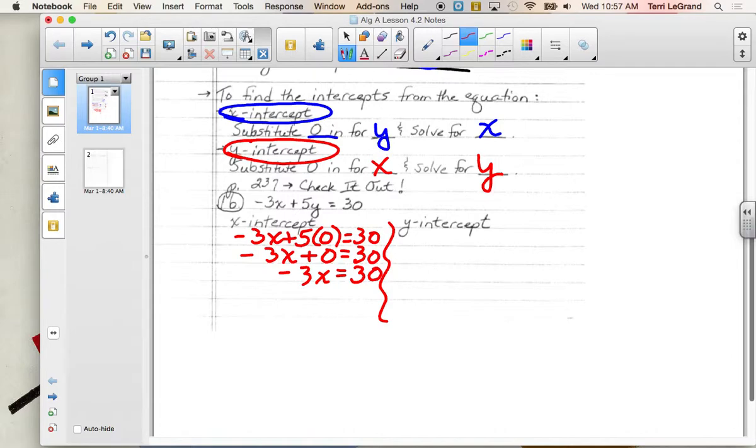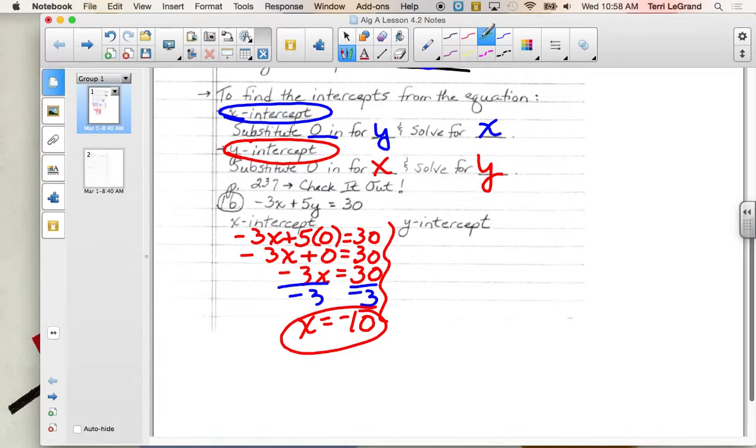Now what do we do? Divide both sides by -3, and we'll have our x-intercept. What is it? X equals? -10. There's our x-intercept. If we graphed this equation, it would cross the x-axis at negative 10. Questions?